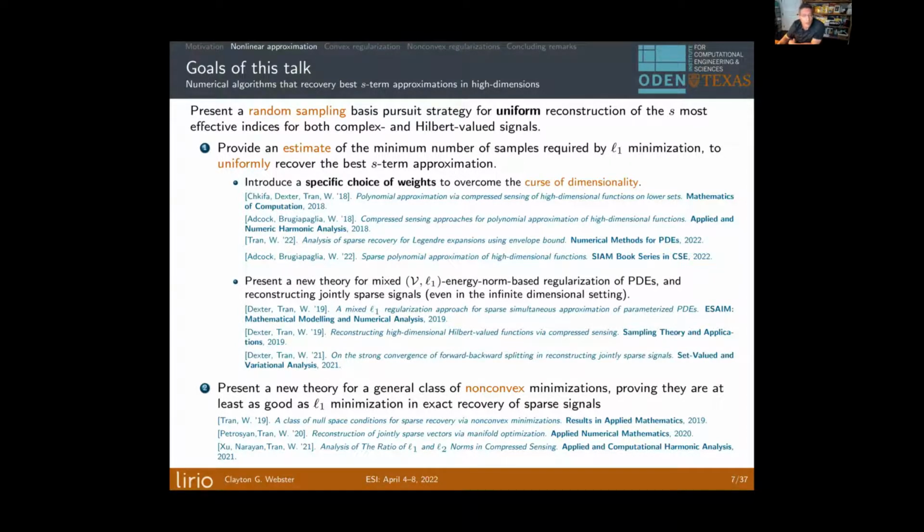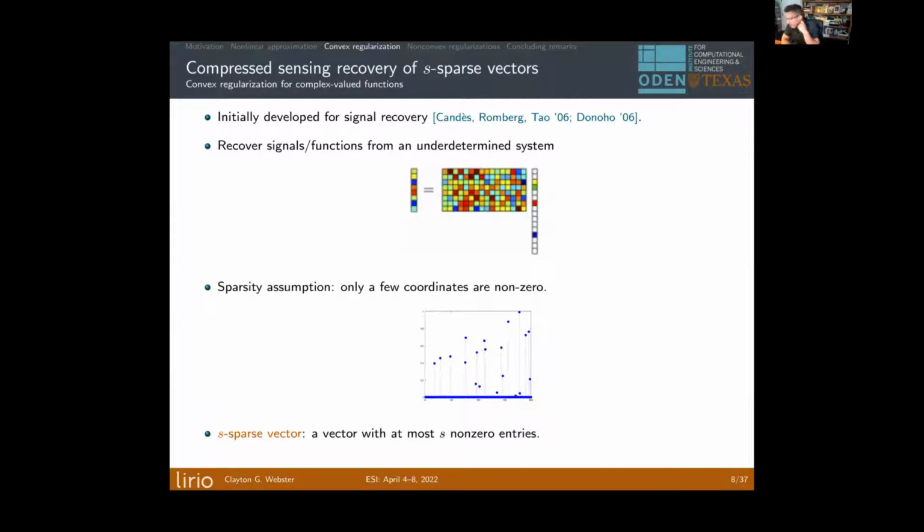Okay, so the basic idea here, let's just go back to signal reconstruction. The idea is that you want to recover a function or signal from an underdetermined system of the following type. And the assumption here is that we have only a few coordinates that are non-zero. And this is where the sparsity comes in. In other words, if I refer to something as an S-sparse vector, I just mean a vector with at most S non-zero entries.